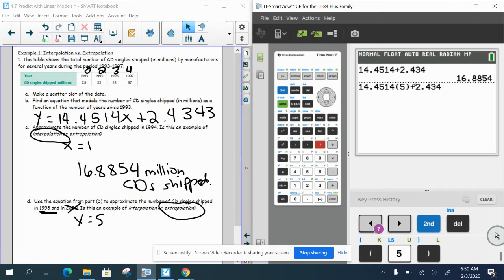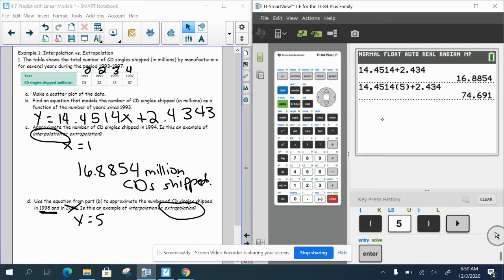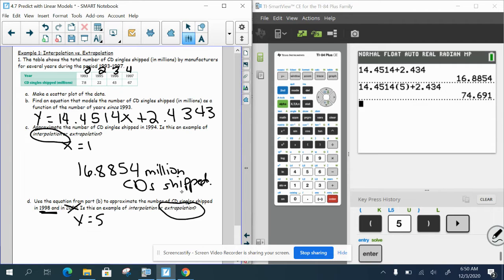And then to get rid of the blinking, if you're done, you just arrow over. Okay, and then you can press enter. So that just saves you some time for rewriting the whole equation. So 74.691 million CDs shipped.